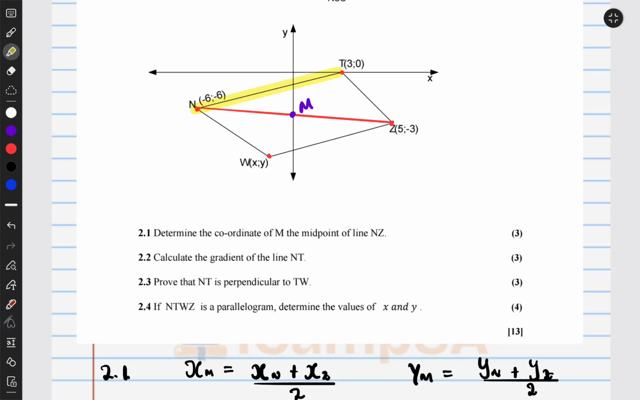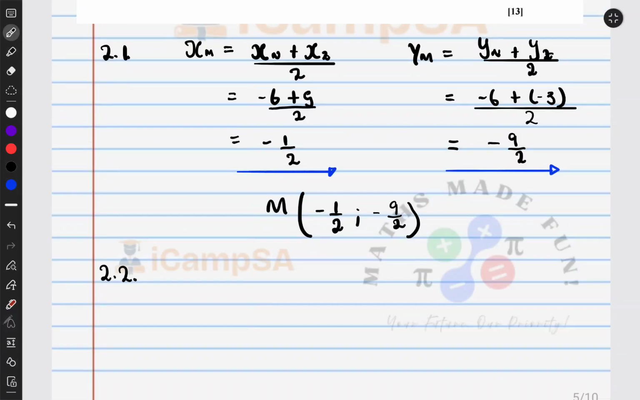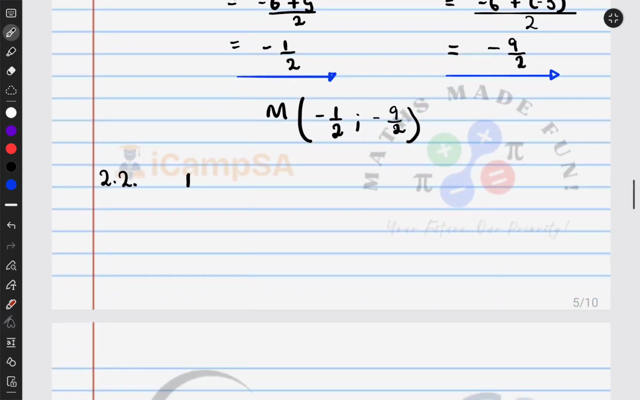So we have to use the gradient formula since we have both coordinates of N and T. For 2.2, we are asked to calculate the gradient of line NT. So the gradient formula: the gradient of line NT is the difference of height, yN minus yT, over the difference of the run, xN minus xT.